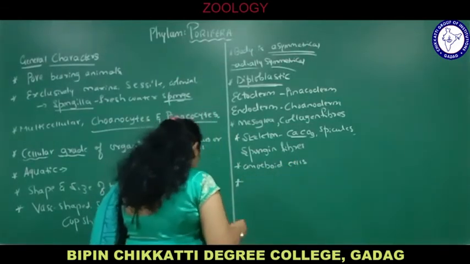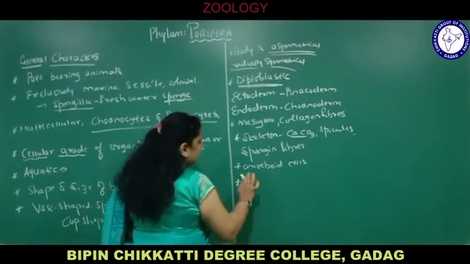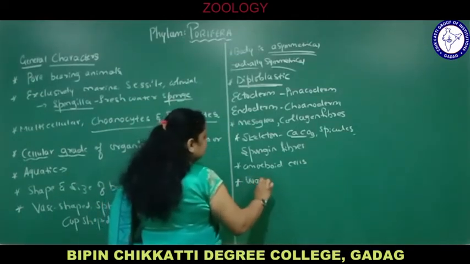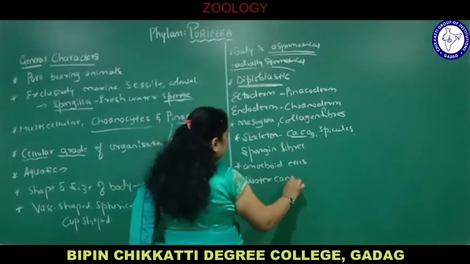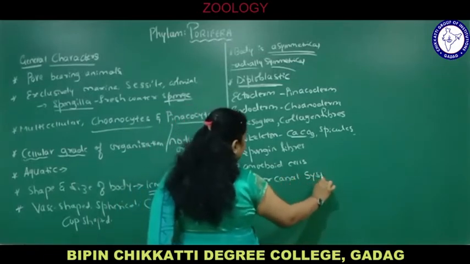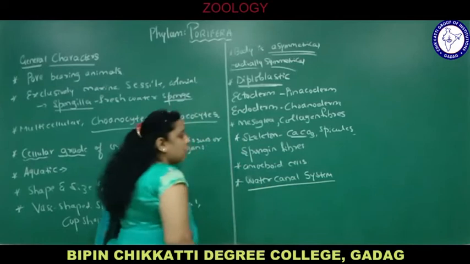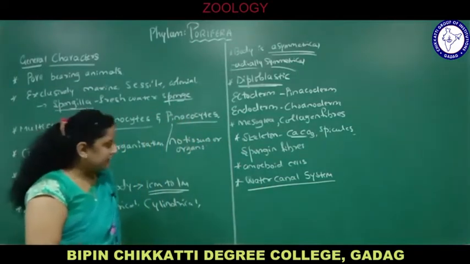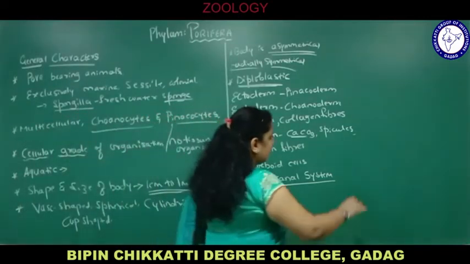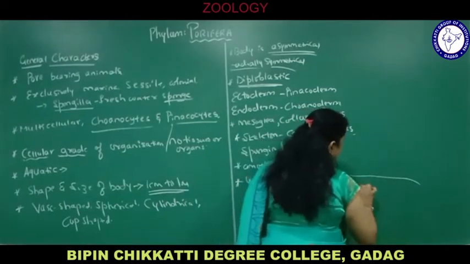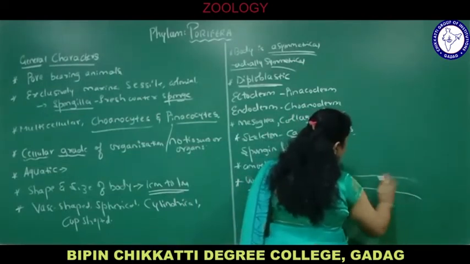Next, the sponge's architecture is unique. What is the unique feature here is the water canal system. It has an important feature called the water canal system. Here I will draw just a rough diagram of a sponge.